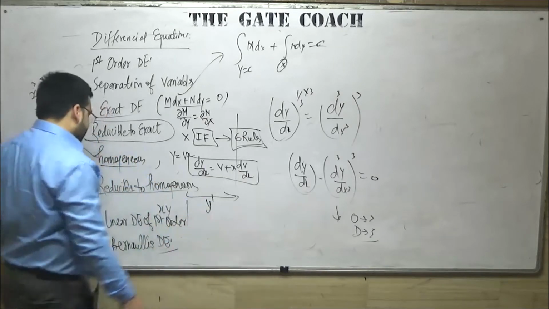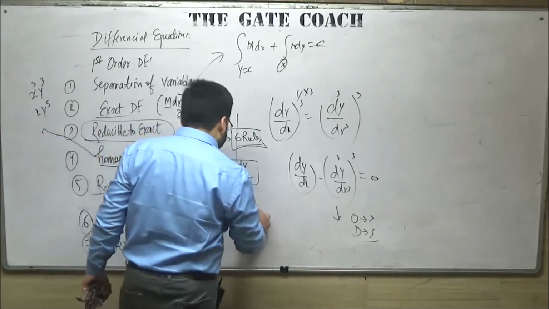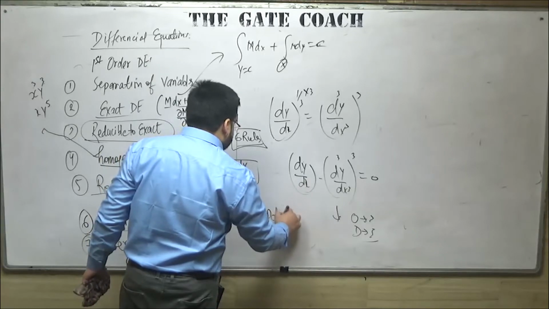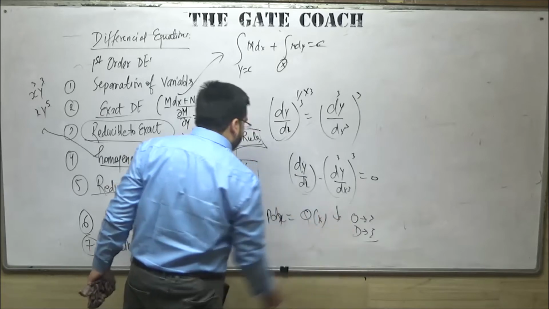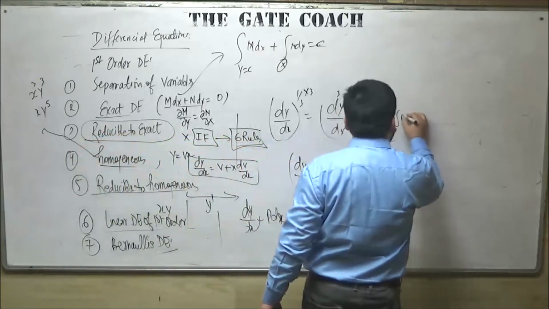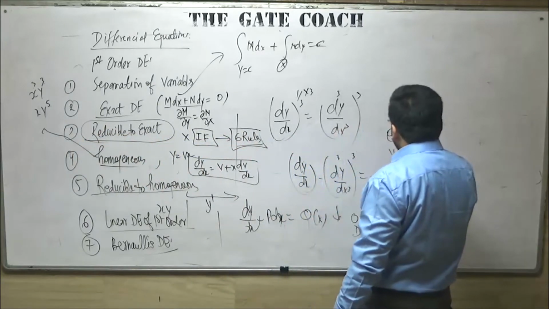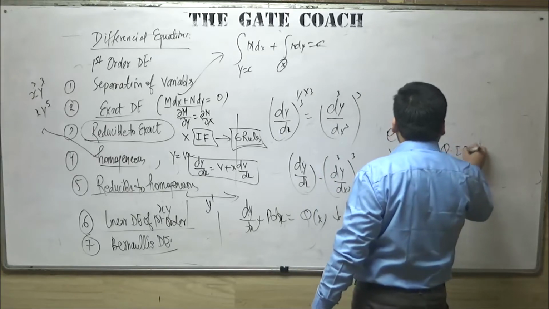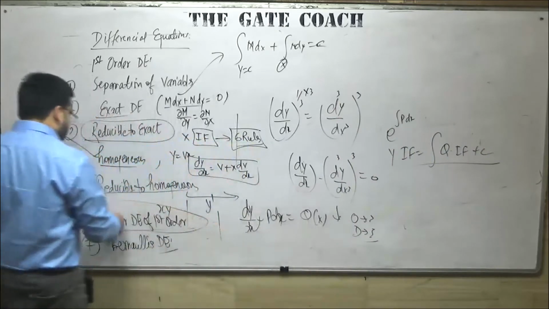Reducible to homogeneous. The last one is the linear differential equation of first order. For example, like this: dy by dx plus P y is equal to Q, where P and Q are functions of x. For this we have the integrating factor, that is e raised to the power integration of P dx, if you remember. Then y into integrating factor is equal to integration of Q into integrating factor plus c. So this was the thing for the linear differential equation of the first order.